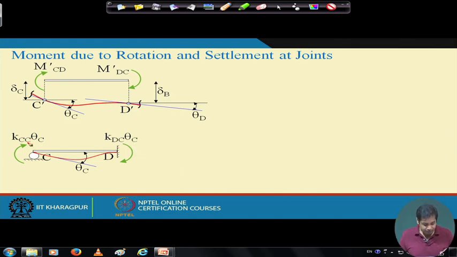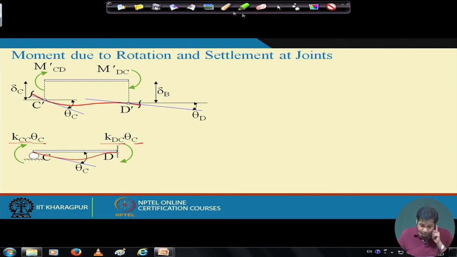Okay. Now if you recall, in the last class we also discussed how to determine the stiffness coefficients for some typical idealization. Suppose the stiffness coefficients are kcc and kdc. Kcc is the moment at c due to unit rotation at c, and kdc is the moment at d due to unit rotation at c. If we multiply that stiffness coefficient with the corresponding rotation theta c, we get the moment. So the moment at c will be kcc multiplied by theta c, and similarly the moment at d will be kdc times theta c. We will see the value of the stiffness coefficient shortly.